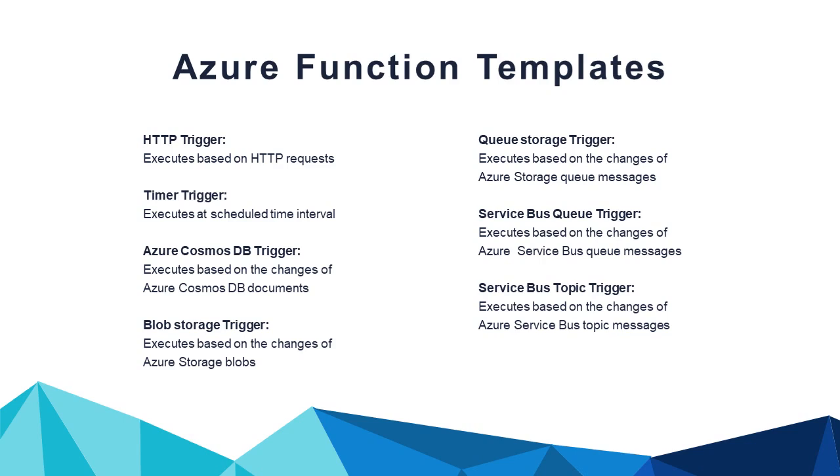Queue storage trigger executes based on the changes of Azure storage queue message. Service bus queue trigger executes based on the changes of Azure Service Bus message queue. Service bus topic trigger executes based on the changes of Azure Service Bus topic messages.